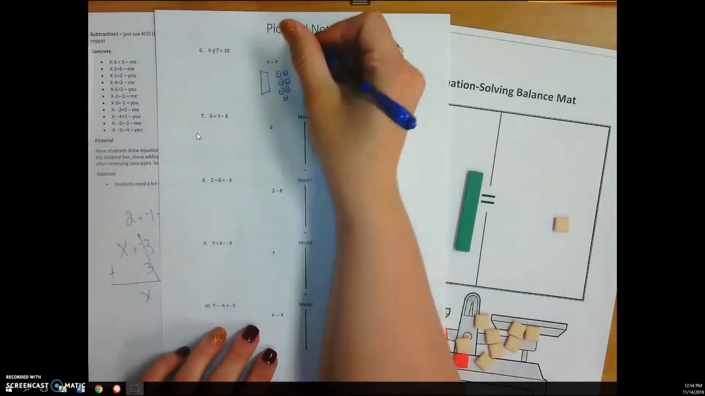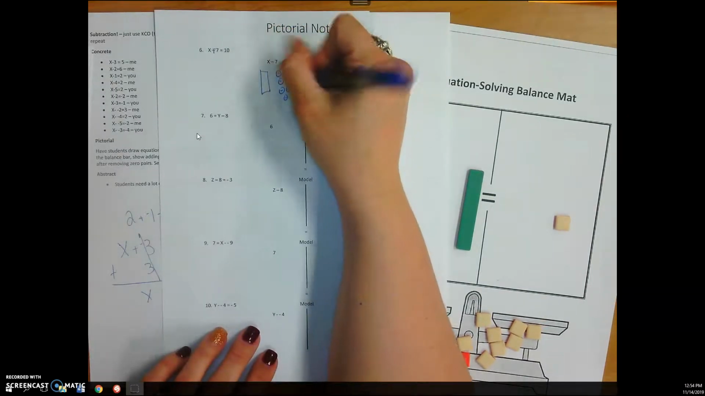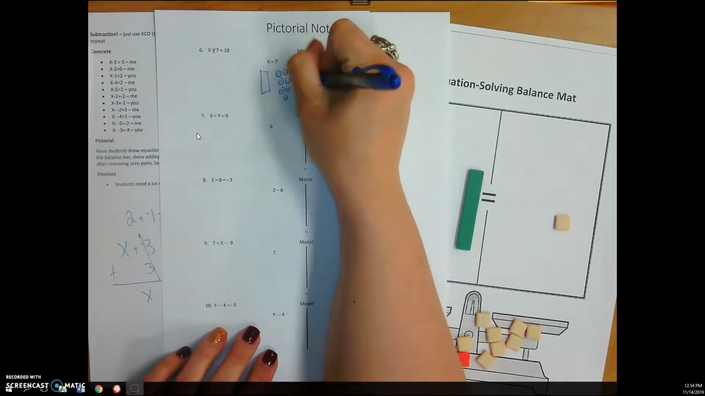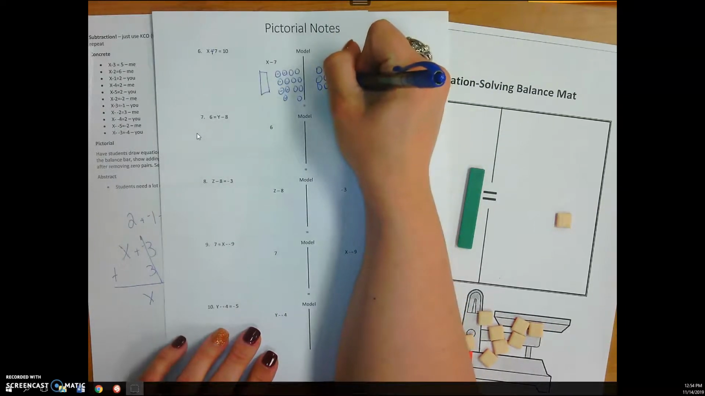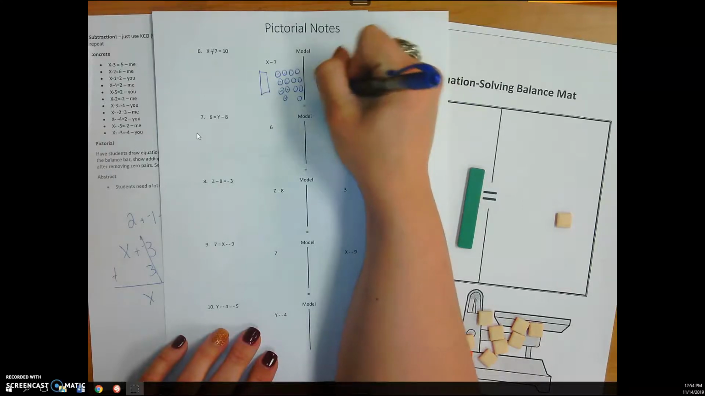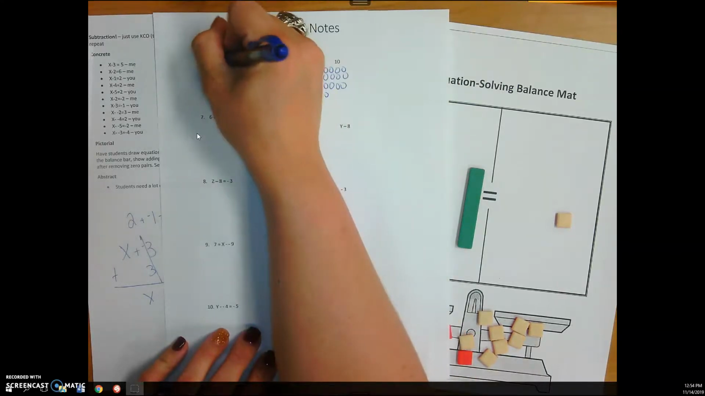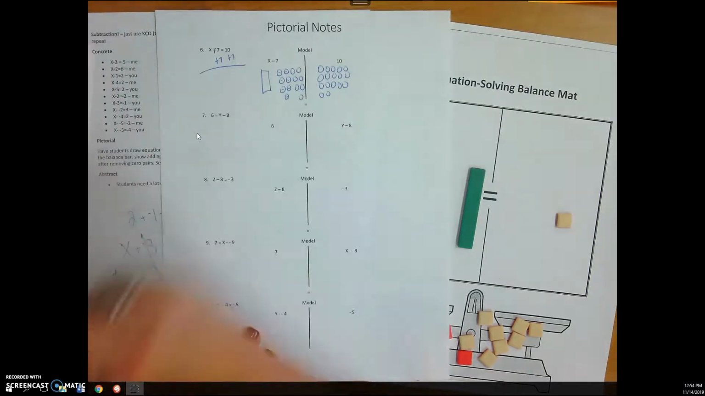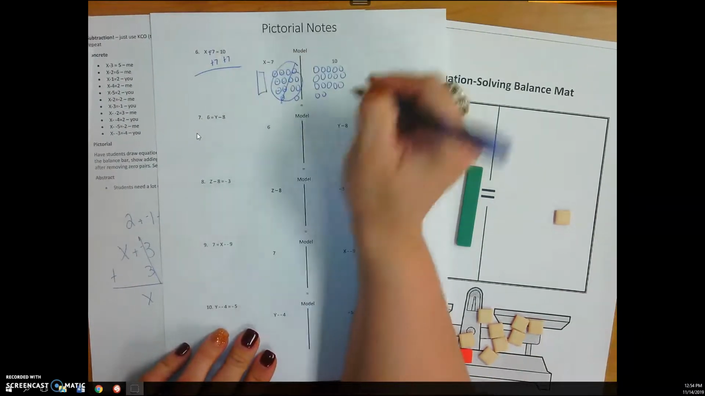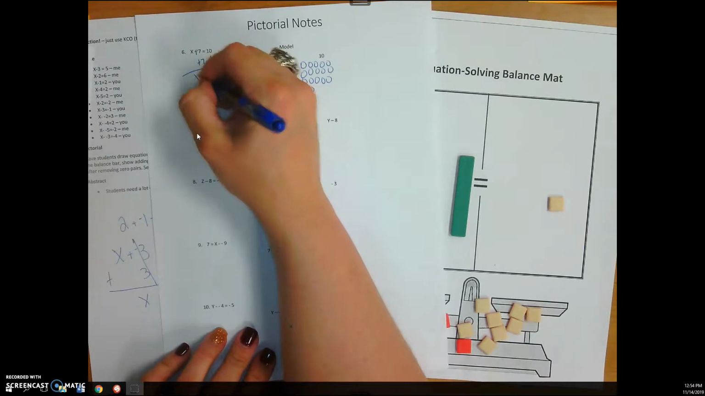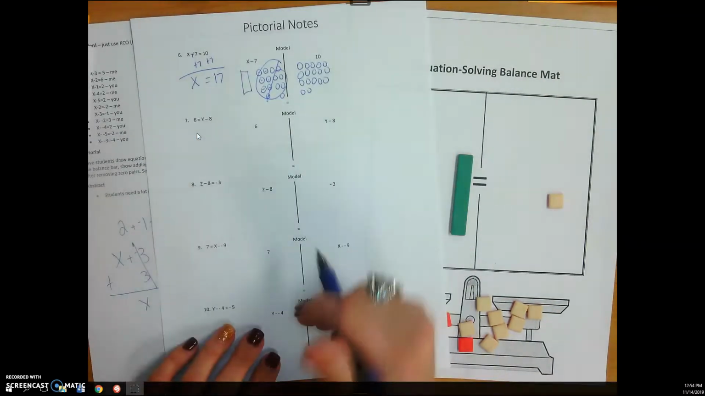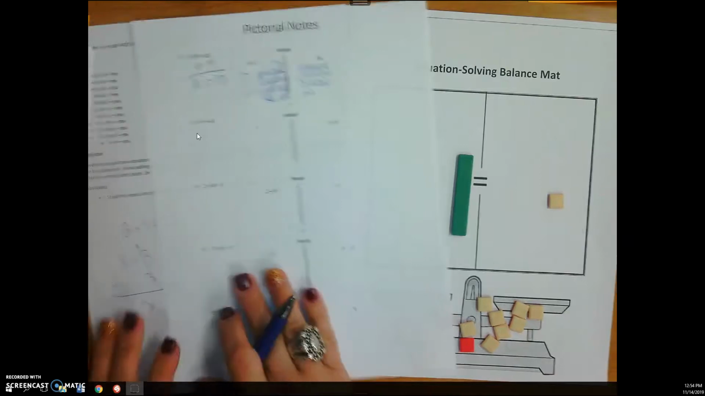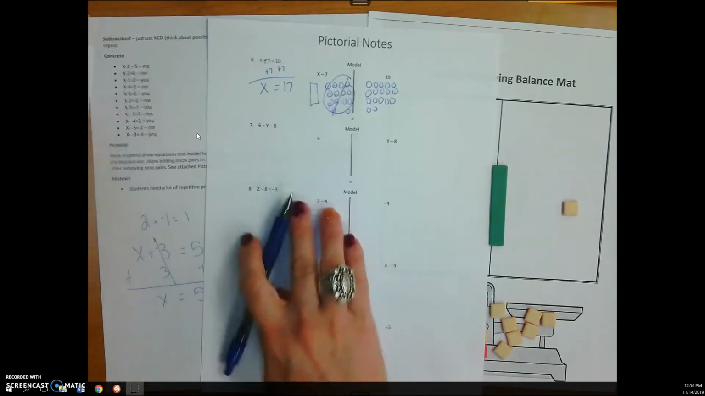Okay, to balance our equation, we need to create 0 pairs. What you do to one side, you have to do to the other. 4, 5, 6, 7. So we added 7 to both sides. Remove any 0 pairs that we might have. We're left with a variable on this side equals 17. And then we complete that and then practice some more on their abstract with lots of repetition.